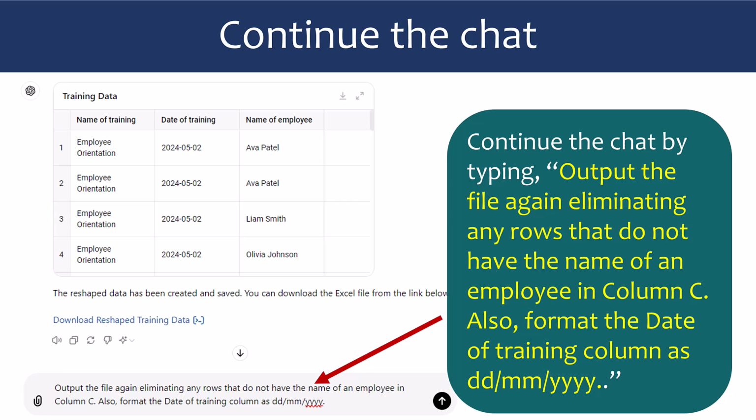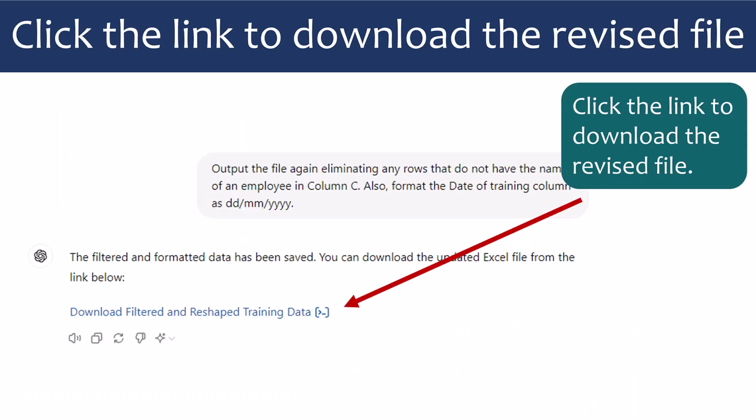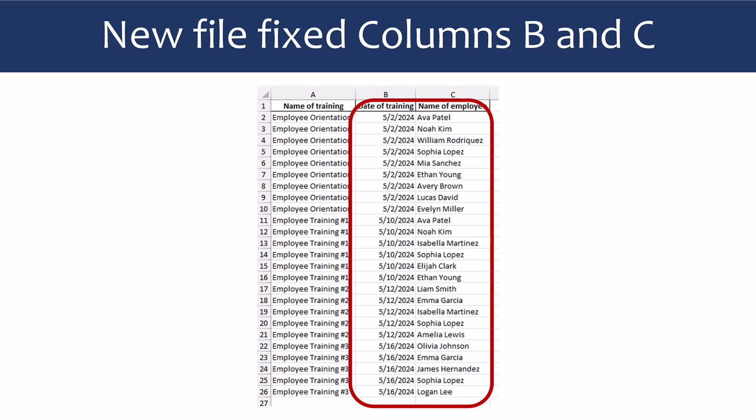Continue the ChatGPT chat by typing: output the file again, eliminating any rows that do not have the name of an employee in column C. Also, format the date of training column as DDMMYYYY. ChatGPT responds that it has filtered and formatted the data. Click the link to download the revised file. The new file fixed columns B and C.